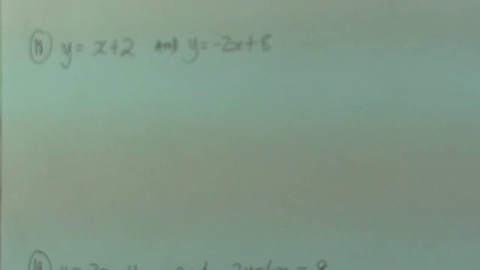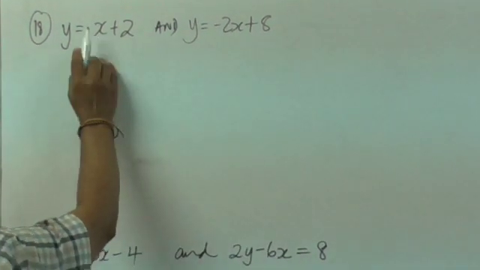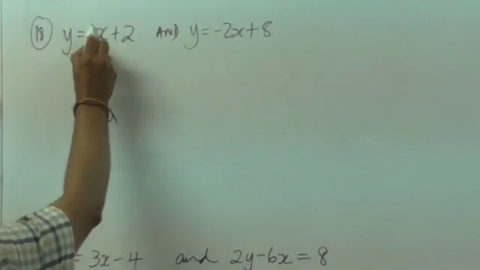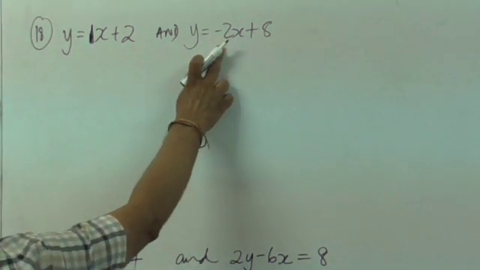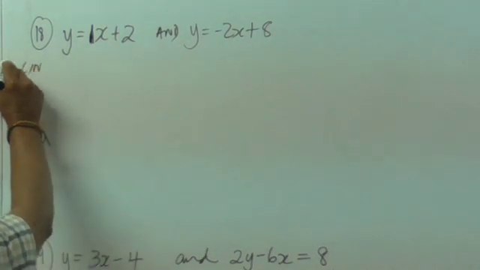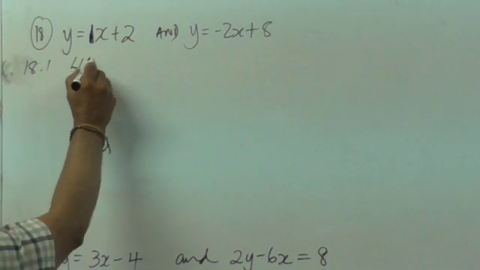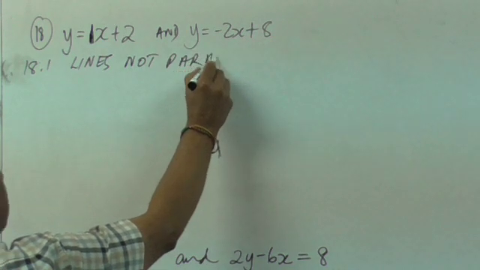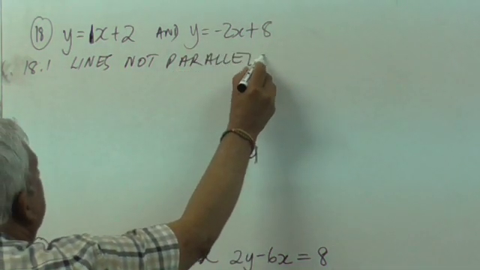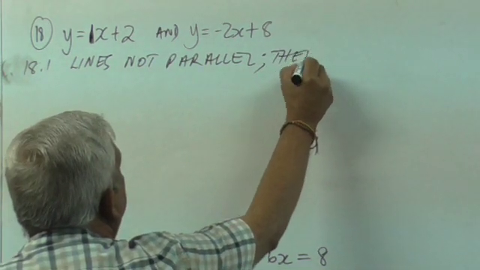Right. Now when we look at number 18, will they intersect? Well, both the equations are in standard form and the gradients are not the same. You can see the gradient here is 1, and the gradient here is minus 2. So let's put 18.1: lines not parallel because the gradients are not the same. Therefore, lines are not parallel. Therefore, they must intersect.